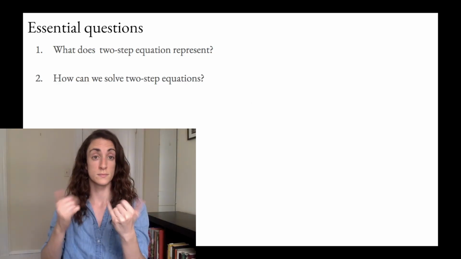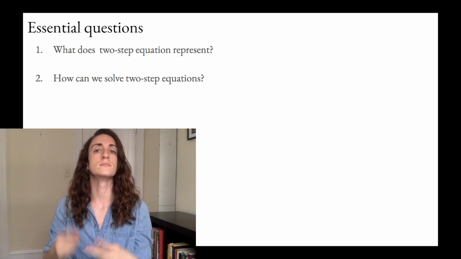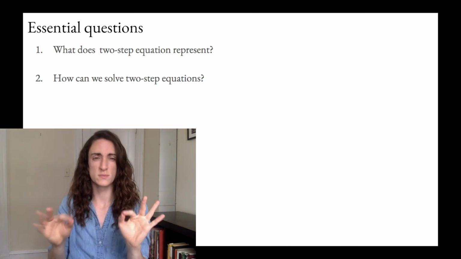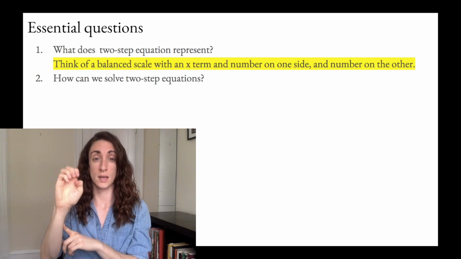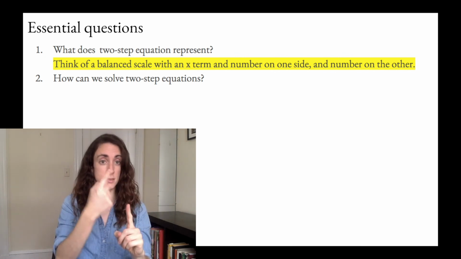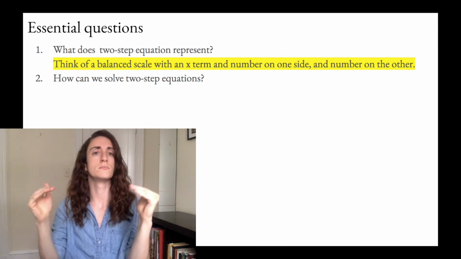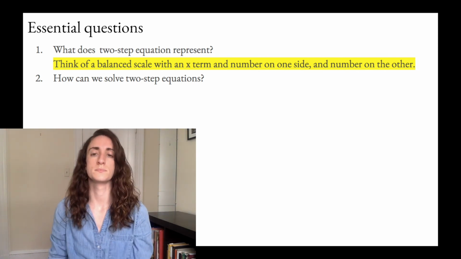So now to wrap up, let's go back to those two questions from the beginning. First, what does a two-step equation represent? You can visualize this by thinking about a balanced scale. Like we saw in the beginning of the video, we've got these two expressions, an x term plus a constant, and another constant, and they're equal, but we want to know what x itself equals. That's what a two-step equation represents.